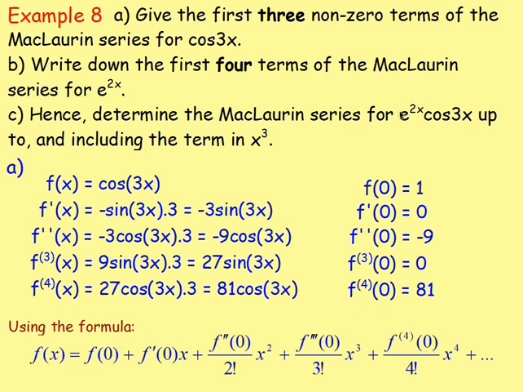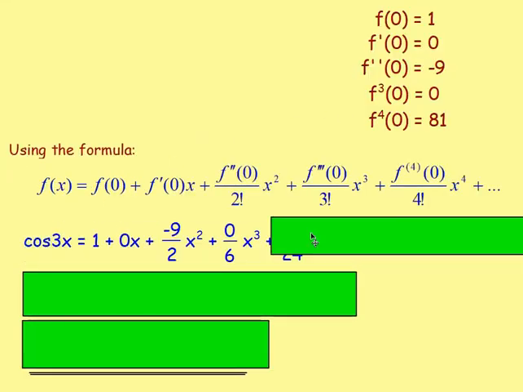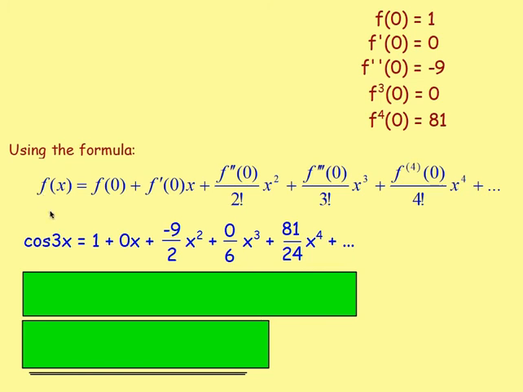Doing that, you end up getting f of x was cos 3x, f of 0 is going to be 1, this is going to be 0 times x, this will be negative 9 over 2 factorial multiplied by the x squared, that's 0 over 6, because that's 3 times 2 times 1, multiplied by the x cubed, and that is 81 over 4 factorial, 4 times 3 times 2 times 1 is 24, multiplied by this x to the power of 4, and so on.